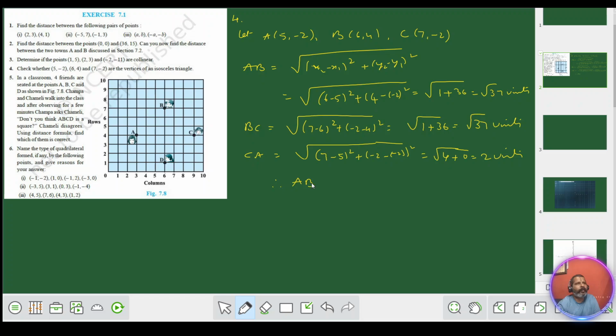Therefore, we got AB equal to BC, right? Because we see root 37 for both. Therefore, we conclude that the given points are the vertices of an isosceles triangle. Okay, clear? We'll move to the next question.